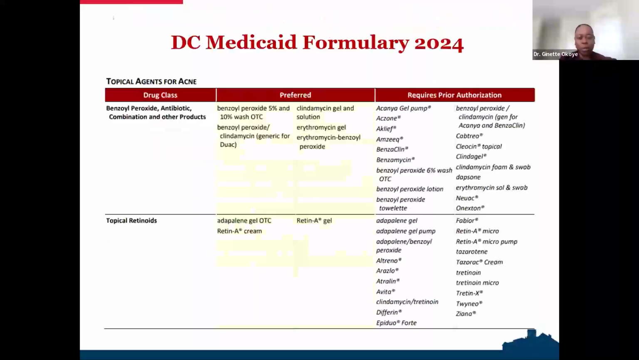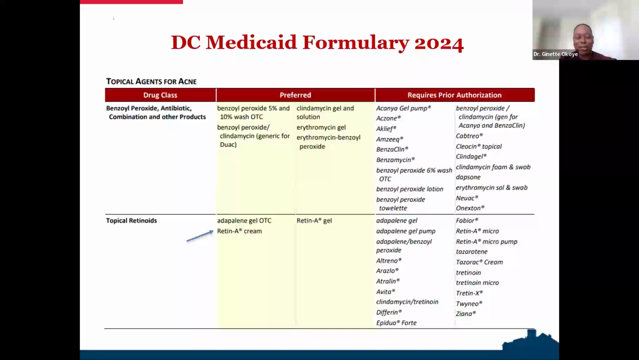Let me show you our formulary for DC Medicaid for this year. Sometimes it doesn't necessarily make intuitive sense, right? I would think that the generic option would be on our formulary. That's not true. So Retin-A brand name is preferred on our formulary. So if we write for tretinoin generic, we actually have to end up doing a prior authorization. But if we wrote for the brand name, we wouldn't.